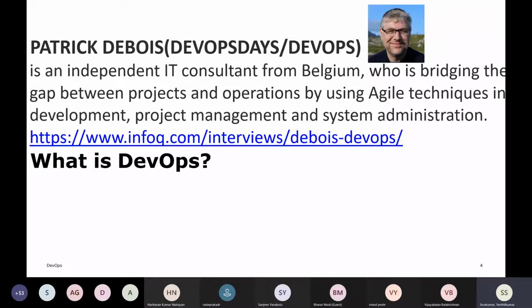He is more successful in this way, and in IT everybody calls him an IT revolutionist. He is the one from Belgium who bridged the gap between projects and operations by using agile techniques in the name of DevOps. I have given this link so you can go through how he answers those questions from different aspects. Now, before getting into DevOps, the important strategy is that I would like to present this whole session in a process-based way.